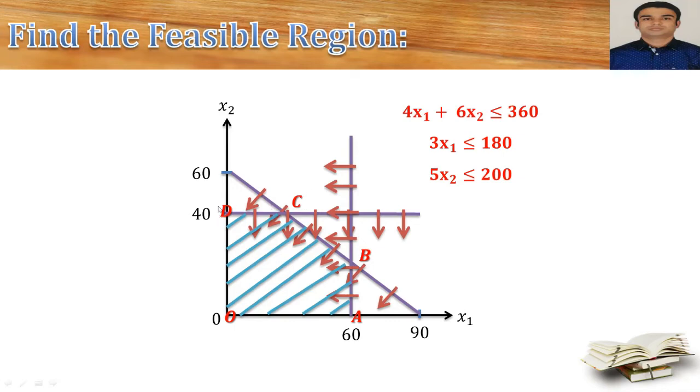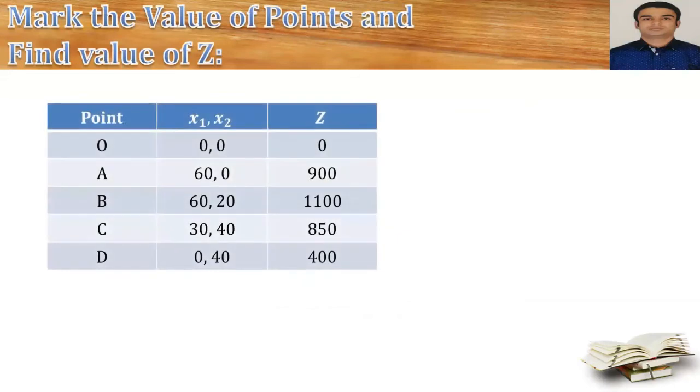After that, the value of D is 0 and 40. Write down all the values. Point O, 0, 0. A, 60 and 0. B, 60, 20. C, 30 and 40. And D, 0 and 40. These are all our corner points.